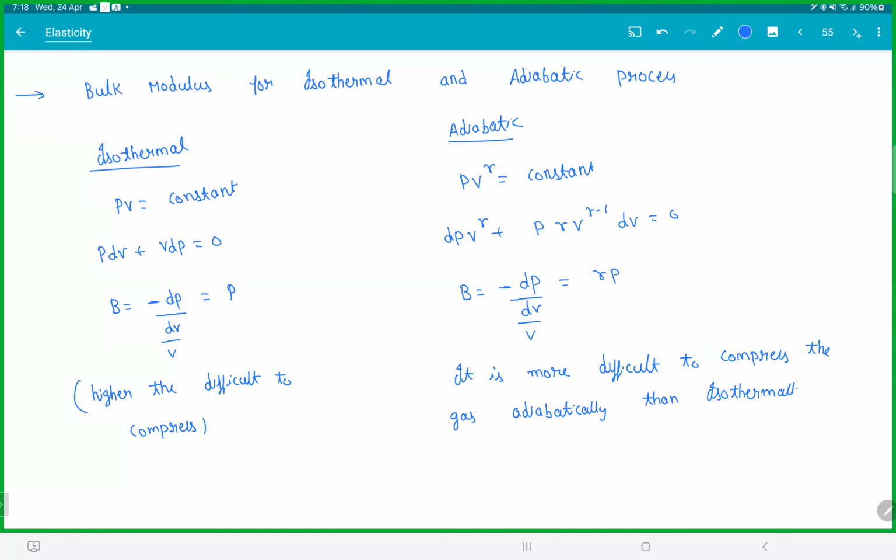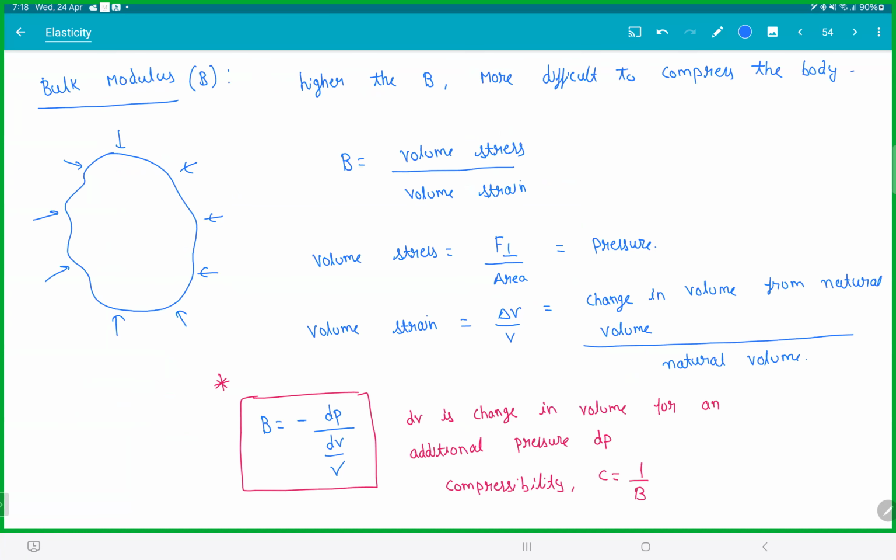These are the theoretical questions, right? Clear with this? I could have given you any random process. I could have said, PV cube is equal to constant or PV to the power x is equal to constant. The idea would have been the same. So for a gas, the bulk modulus depends on the process. Clear? Next one. Let's see a question based on this. So there's only one formula on this. Bulk modulus is minus dP by dV by V.